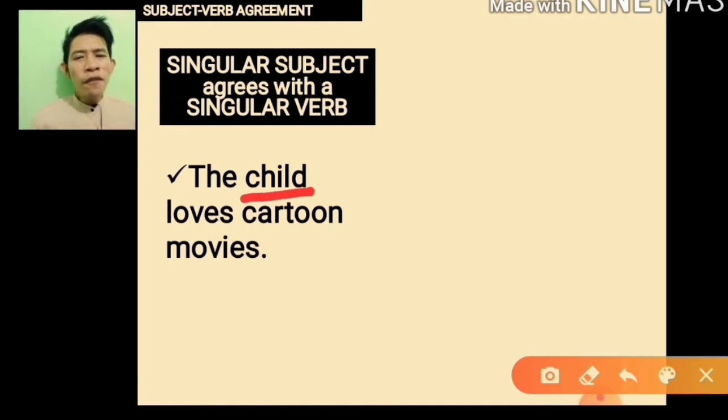And after identifying the subject, let's ask ourselves, is the subject singular or plural? What is the child? Singular or plural? That is singular. So if the subject is singular, what must our verb be? Singular as well. Kapag singular nga po ang verb, anong ginagamit or anong nangyayari? So there is an S at the end of the word. So love becomes loves. It has S at the end of the word.